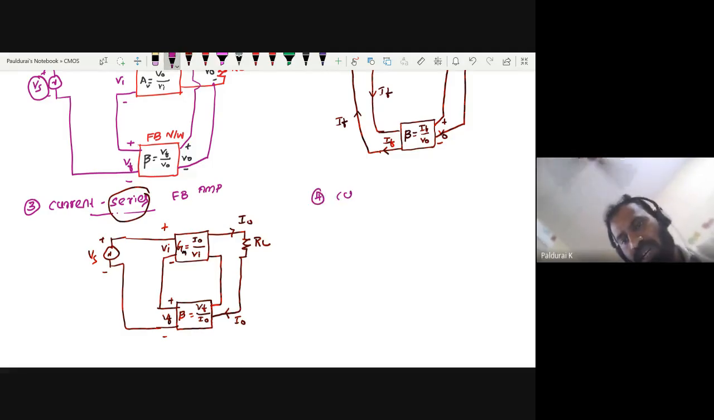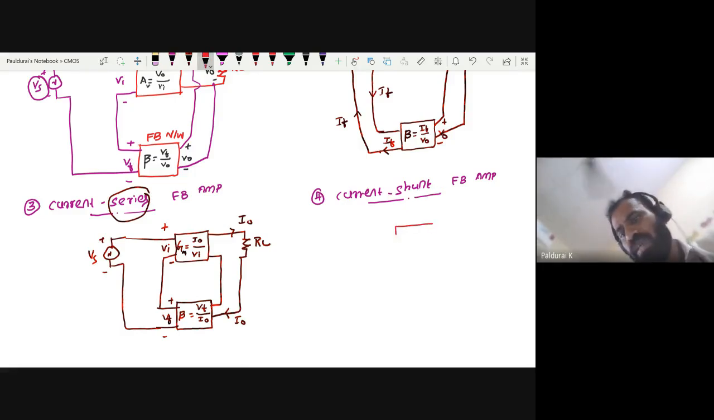Then coming to current shunt. Practically, we won't use current shunt feedback amplifiers anywhere. Please make a note. It has less application when compared to the other feedback topologies.